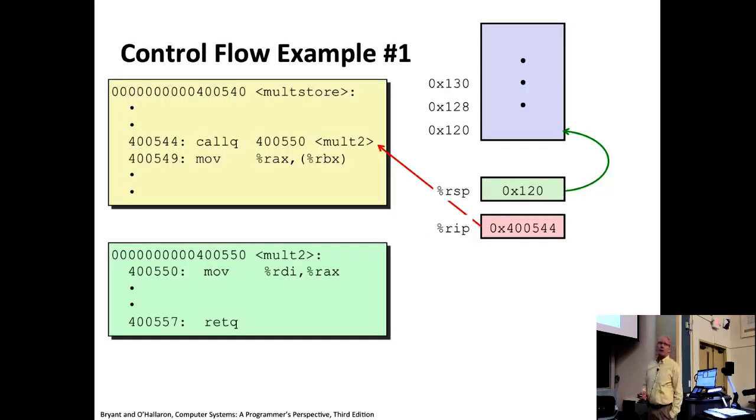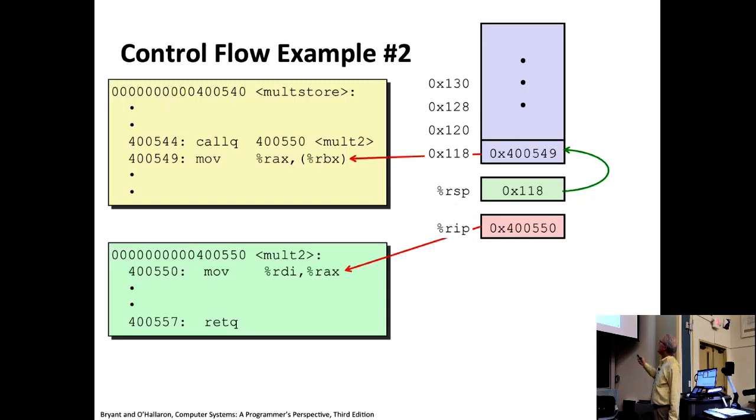Okay, so let's break this down into its simplest parts. Let's imagine a scenario in which the top of stack is at hex address 120, which is not realistic, by the way. And the program counter, which is called RIP, which is not anything to do with death, is indicating that the current instruction is this one at 544, which is this call instruction. And so what would happen with the call instruction is it would do three things. It would decrement the stack pointer, and so subtracting 8 from 120 in hex gives you 118.